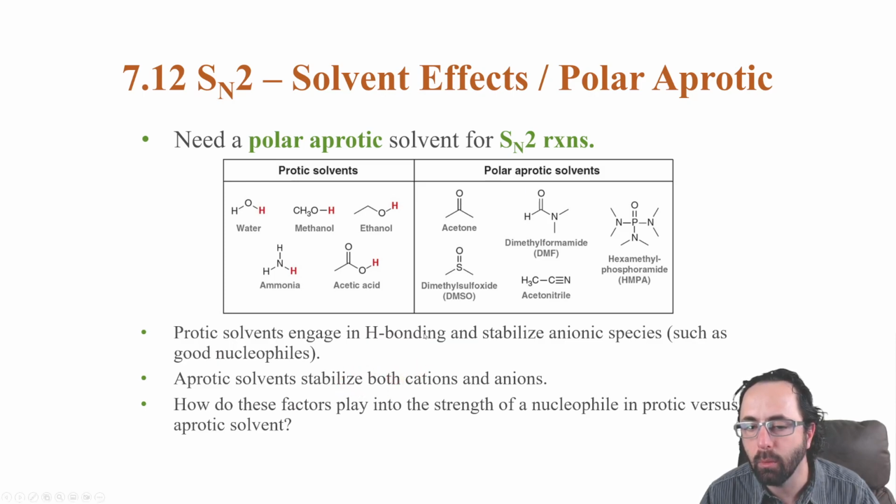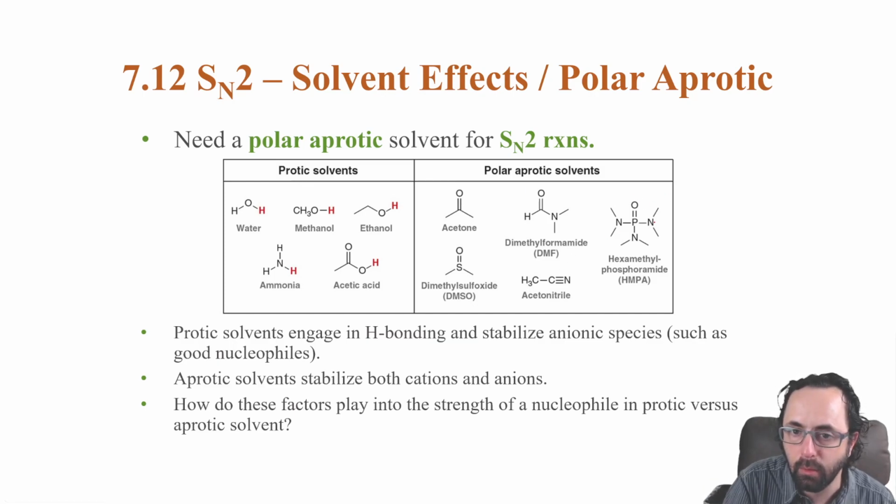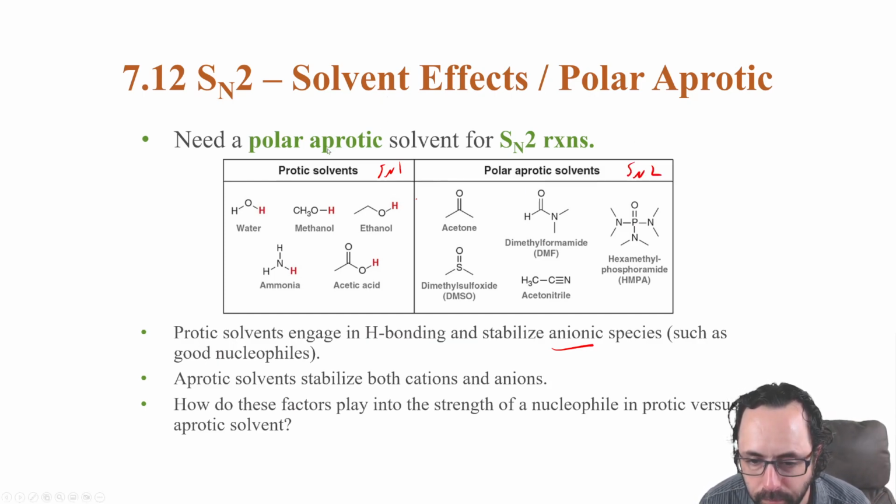In the end, we'll use protic solvents for SN1 reactions, which will stabilize anion species and slow down the SN2 reaction. It will slow down the reaction of the nucleophile and favor the initial formation of the carbocation intermediate, whereas aprotic solvents will favor the SN2 reaction.